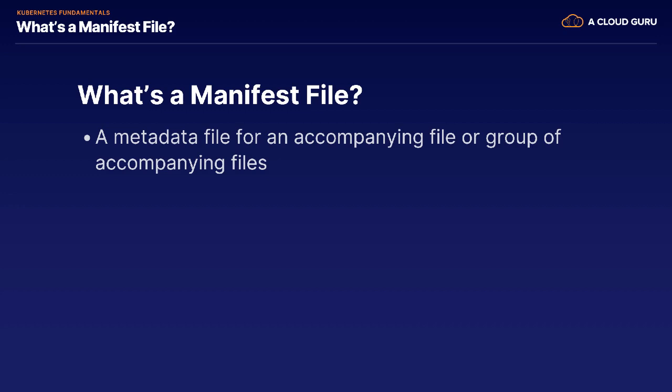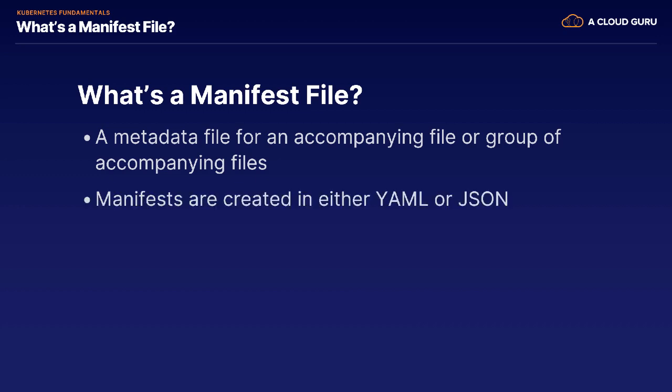So, what does that mean? Well, it's a separate file that has some metadata about some other files. It's that simple. And in Kubernetes, manifests are created in either YAML or JSON format. These are simply just formats for creating the manifest file.